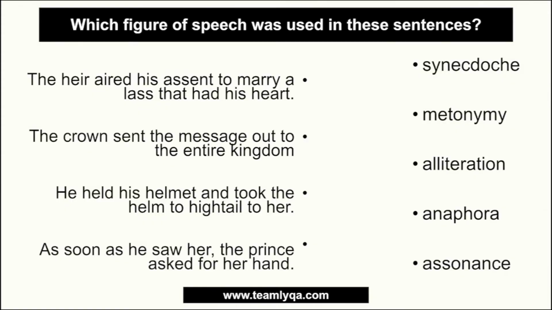Alright, let's see how you did. Isa-isahin natin siya, ha? Dito muna tayo sa una. Sabi, "The heir aired his assent to marry a lass that had his heart." So, ulitin ko yun, ha? "The heir aired his assent to marry a lass that had his heart."